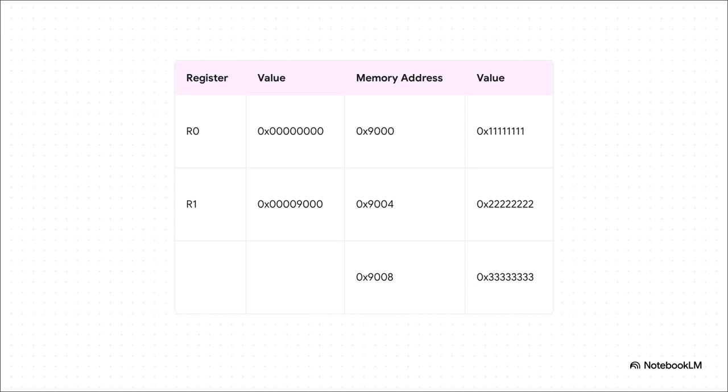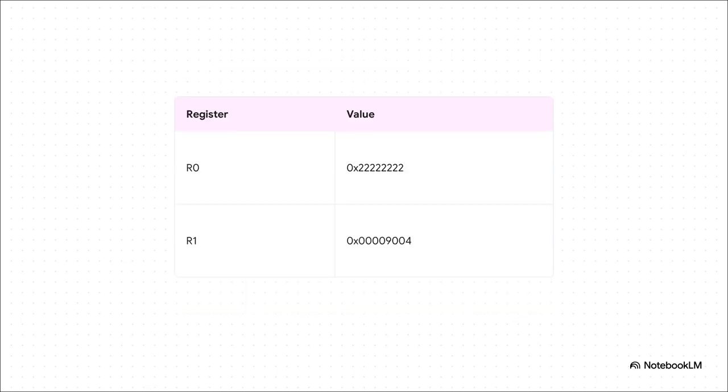Our goal is to just track what happens to the values in the registers after we execute 3 different load instructions. First up, LDR R0, [R1, #4]! Okay, this is pre-indexed with writeback. So the processor first calculates the new address. 9000 plus 4 equals 9004. It then goes to that address, grabs the value, which is 2222222, and loads it into R0. And because of that exclamation mark, it updates R1 to the new address, 9004. Done.